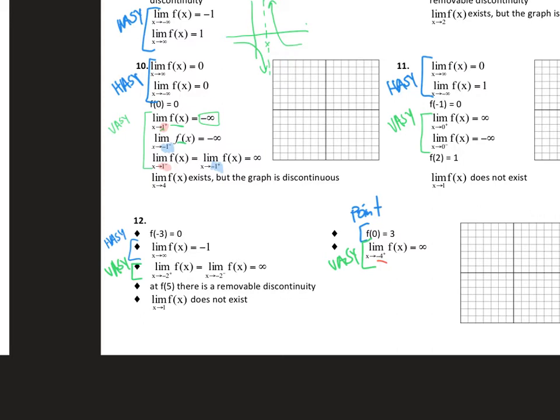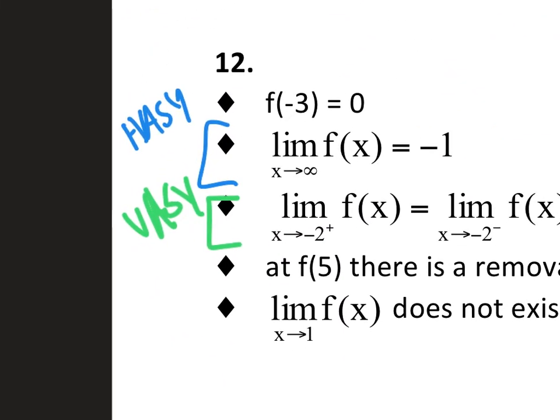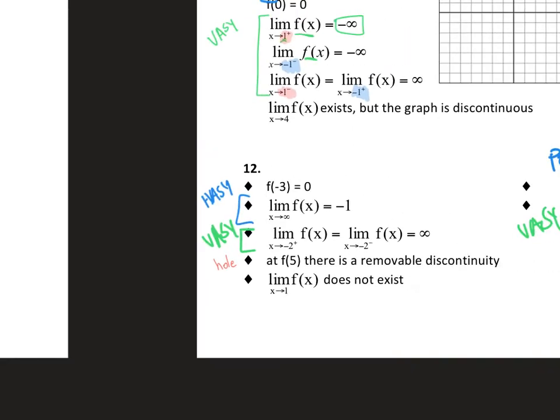Okay, then we have a bunch of other little things in here that we could go through and try to figure out. So for instance, on number 12, at f of 5, there is a removable discontinuity. Now remember, the only removable discontinuity is a hole. A jump or a VASI, like if you look on the front of the page, are non-removable. So the hole is removable. It says limit as x approaches 1 does not exist. That means it's coming from two different directions, right?